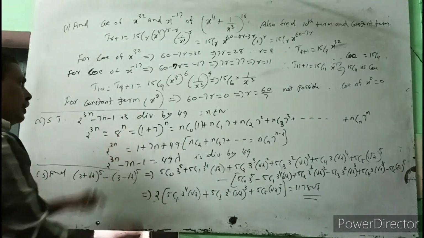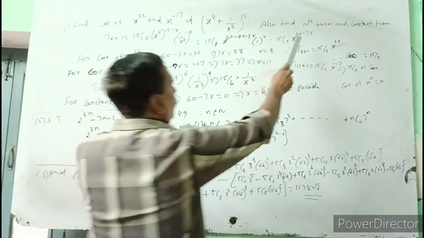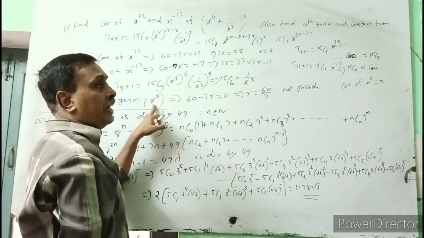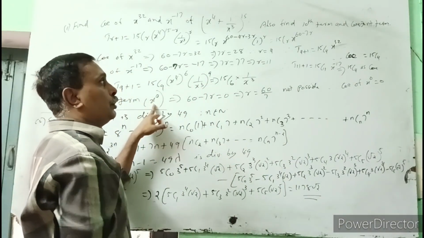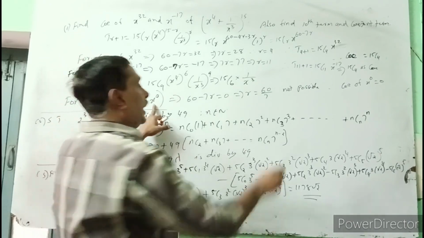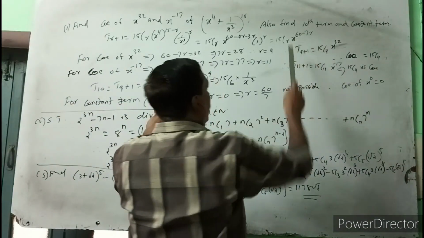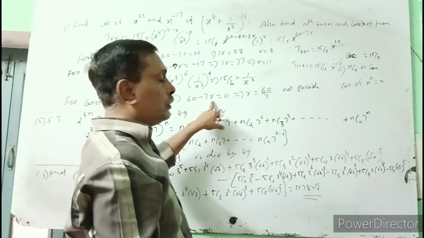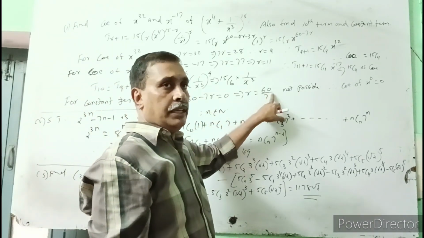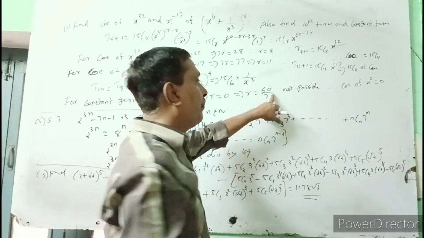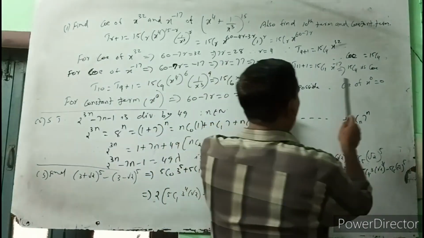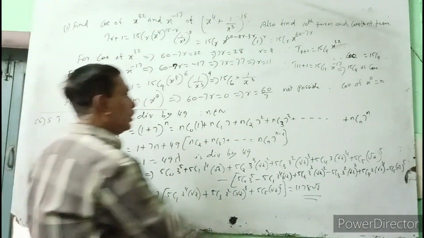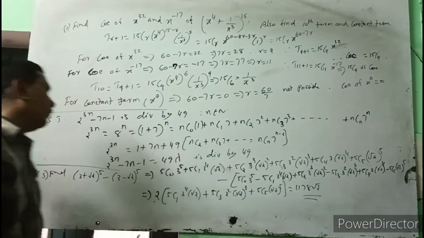Now for the constant term, that means x raised to 0. I want here x raised to 0, or we say term independent of x. Coefficient of x raised to 0, constant term, a term independent of x, all that means the x power must be 0. 60 minus 7r must be equal to 0, r is equal to 60 by 7. r cannot be a fraction, therefore it is not possible. So the coefficient of x raised to 0 means there is no constant term, so the constant term is 0.